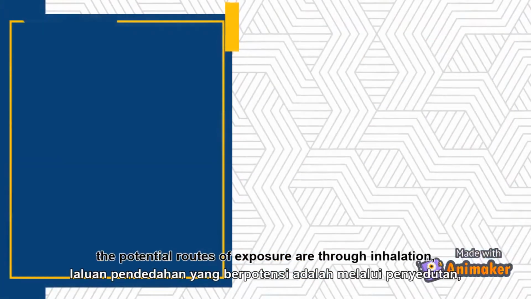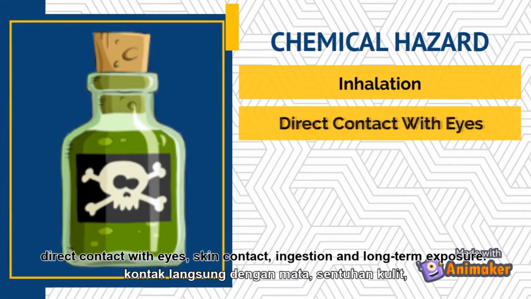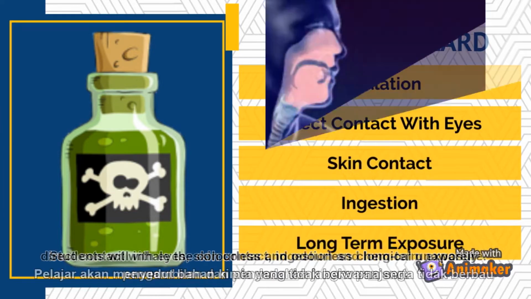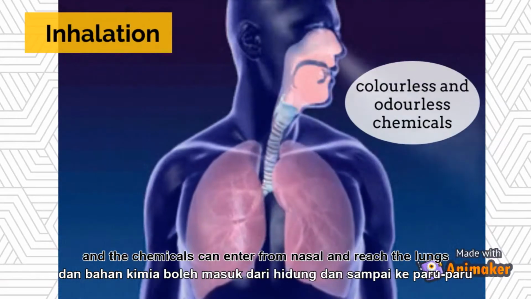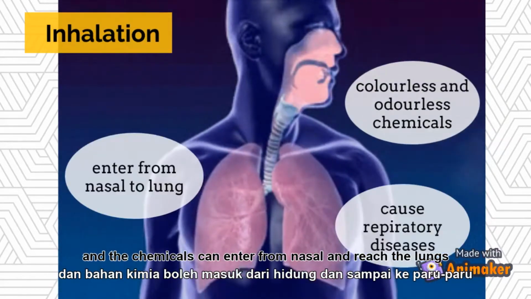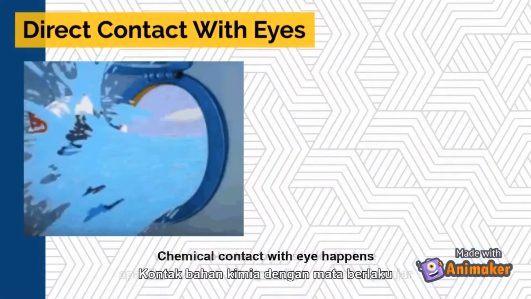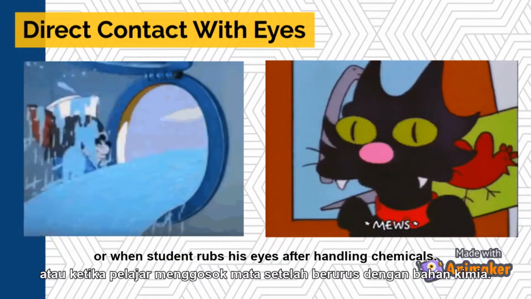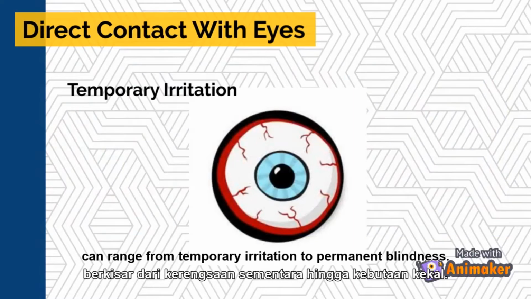For chemical hazard, the potential routes of exposure are through inhalation, direct contact with eyes, skin contact, ingestion, and long-term exposure. Students may inhale colorless and odorless chemicals unawares, and the chemicals can enter from the nose and reach the lungs, causing respiratory diseases. Chemical contact with eyes happens when it splashes onto a student's face or when a student rubs his eyes after handling chemicals. The degree of eye damage can range from temporary irritation to permanent blindness.